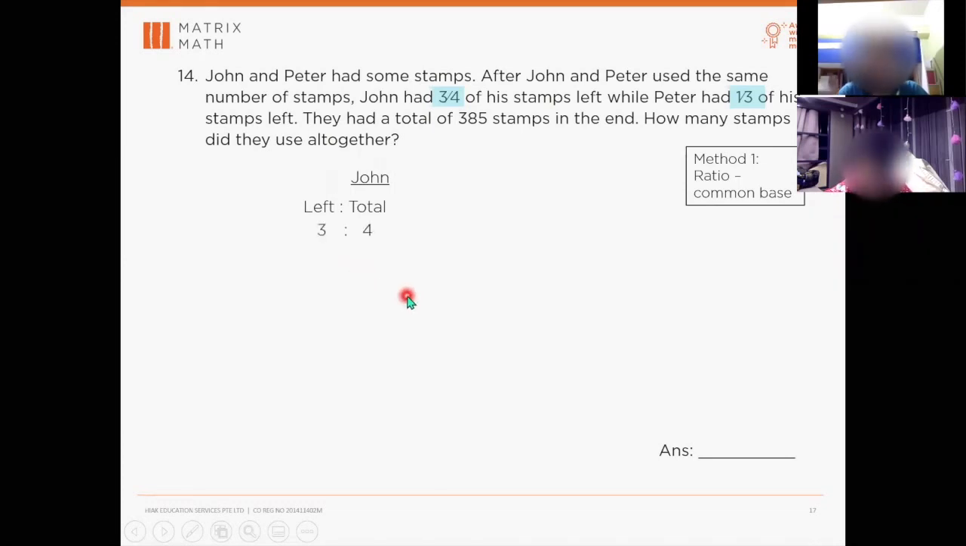Normally what I will do is I'll write down the numbers first, then I decide the heading. Once I write 3 to 4, I will ask myself, what is this 3 units? It is the left. Then what is the 4 units? 4 units is the total. So then I'll write the words down. We can do the same for Peter. Peter has 1/3 left, so same thing, left to total. 1 to 3. Very good.